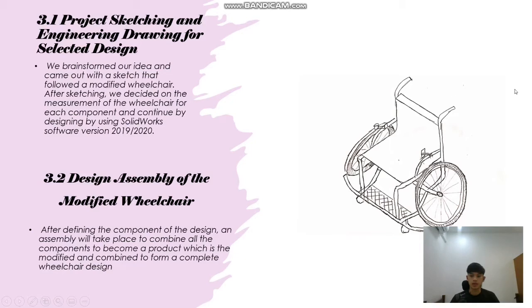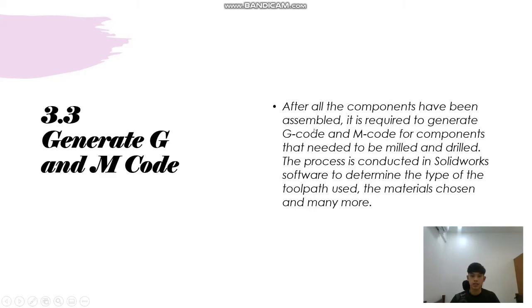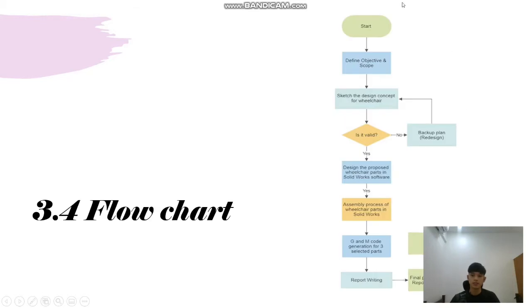So this is one of our sketches for the complete design of the wheelchair. Next, after all components have been assembled, it is required to generate G&M code for components that need to be milled and drilled. The process is conducted in SolidWorks software to determine the type of toolpath used, material chosen, and many more. Next is the flowchart.